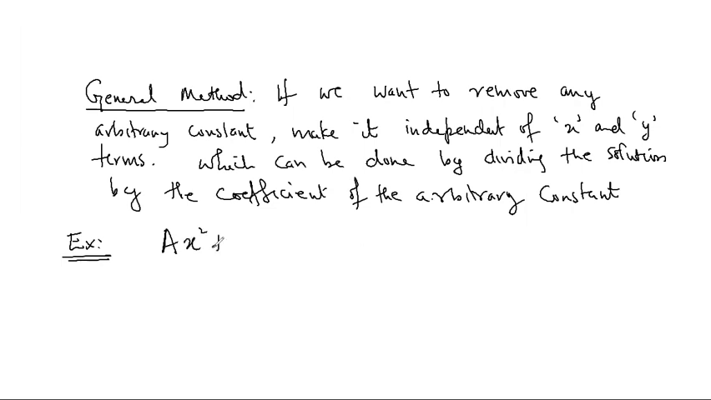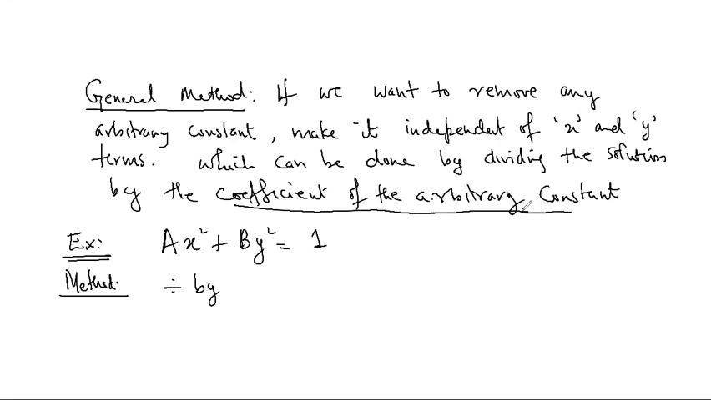Ax square plus by square equal to 1. I want to eliminate a and b. Okay, method 1. First, I'm planning to eliminate a. If I am planning to eliminate a, what should I do? Divide by how much? X square.